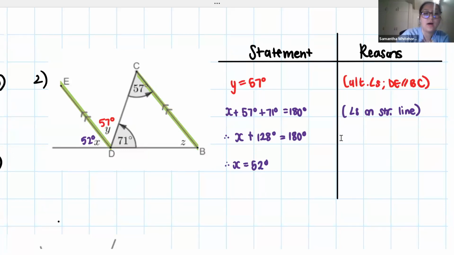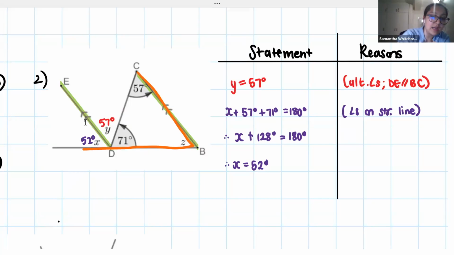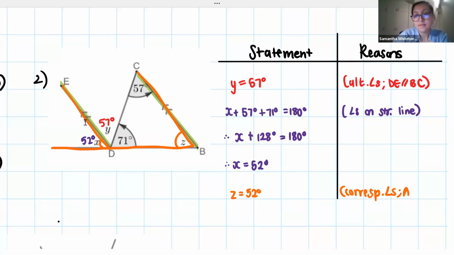I've got x, I've got y. Now I'm going to use that F shape that I was getting myself confused about. There's the sideways F. I can therefore see that z and x correspond with each other. And so z is equal to 52 degrees as well. My reason: corresponding angles. BC parallel to DE. Okay, so we've got x, we've got z, and we've got y.